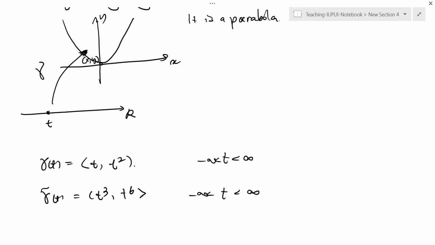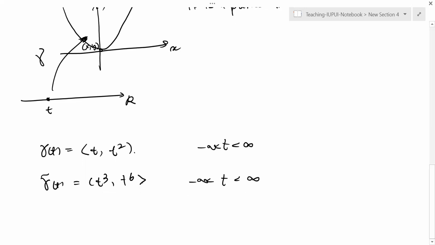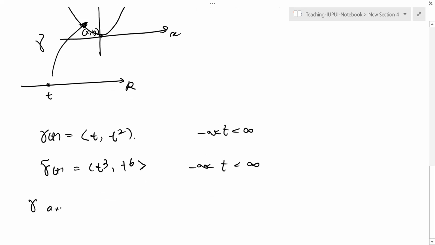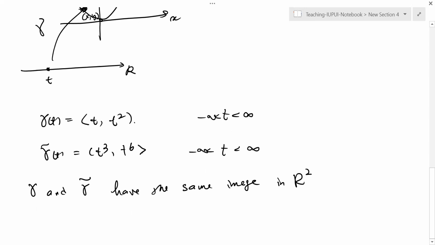Why t cubed, t to the 6th? When t approaches negative infinity, t cubed approaches negative infinity, and t to the 6th power approaches positive infinity. So you will get the same image. Both gamma and gamma tilde have the same image in R2, and that image is a parabola. That's a good example.